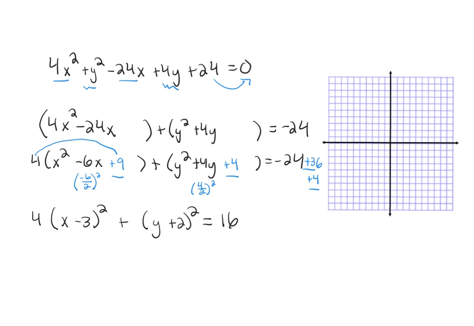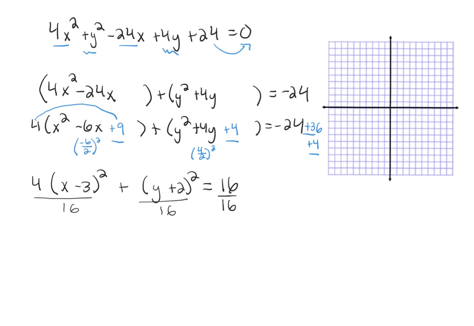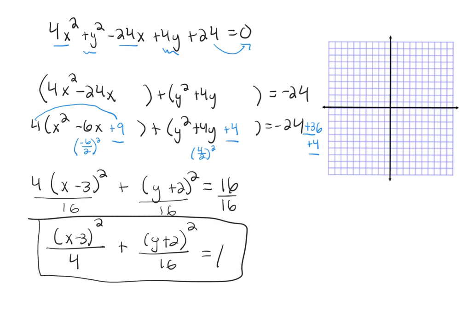Now, if you remember, in the equation for an ellipse, they're always equal to 1. So, I want to divide this constant here by 16, but that means I need to divide everything by 16. And then I can simplify where I need to. So x minus 3 squared over 4 plus y plus 2 squared over 16 equals 1. So here it is now in the correct form to graph.